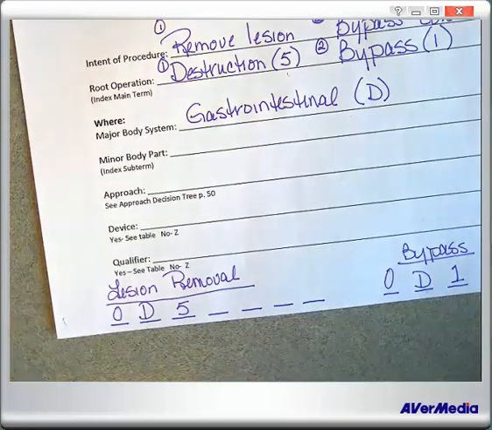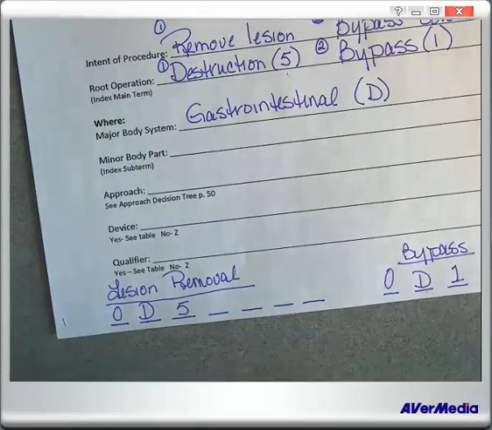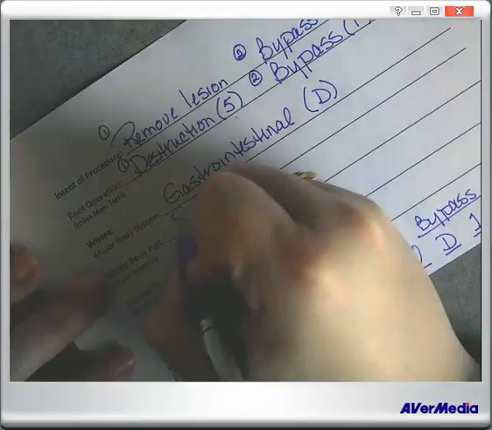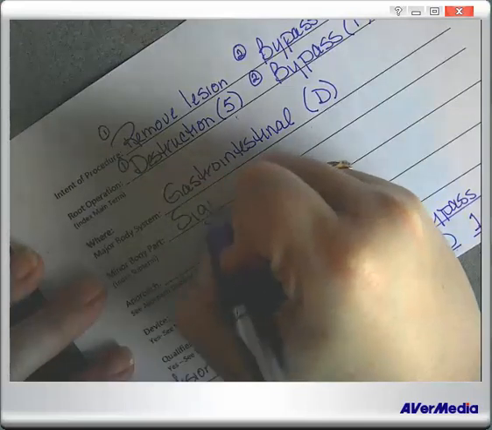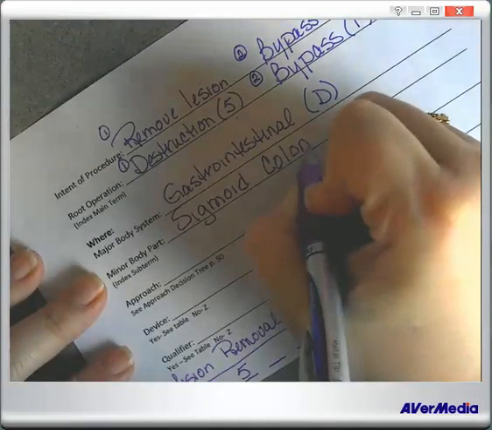All right. Now what's our minor body part? Again, we're doing a destruction of sigmoid lesion and bypass of sigmoid colon to the rectum. So we have our minor body part is the sigmoid colon, right?